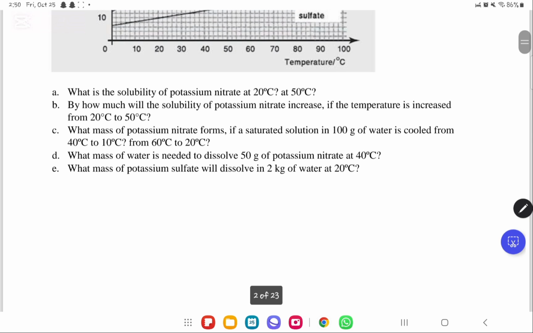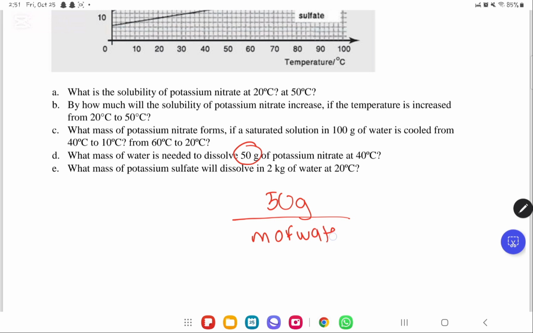Now, what mass of water is needed to dissolve 50 grams of potassium nitrate at 40 degrees Celsius? This question is really nice, okay? So we need to dissolve what? 50 grams of potassium nitrate. So we're going to put it like this: 50 grams of potassium nitrate over the mass of water, okay? This is the solubility for the 50 grams.